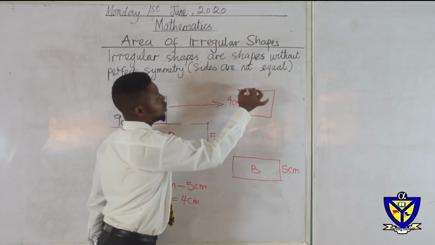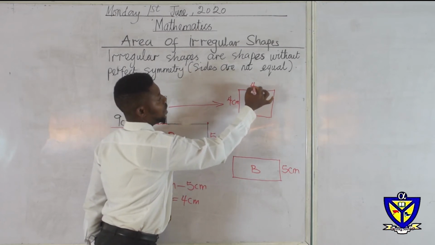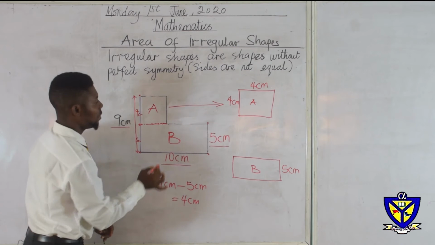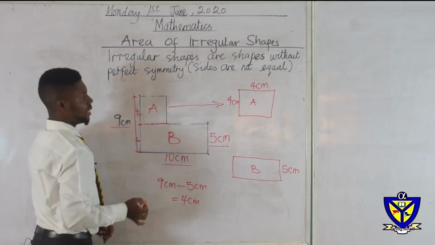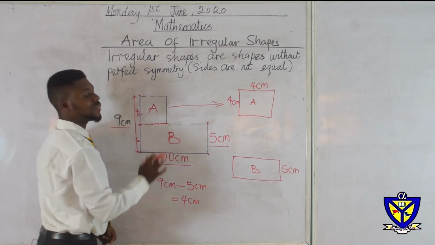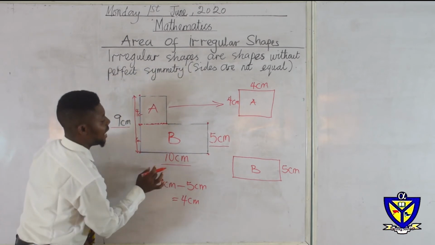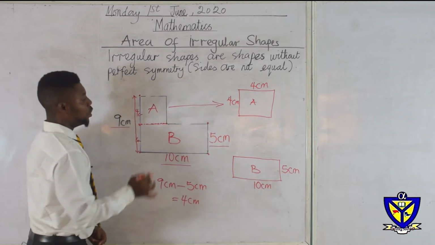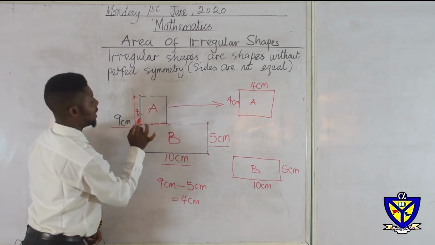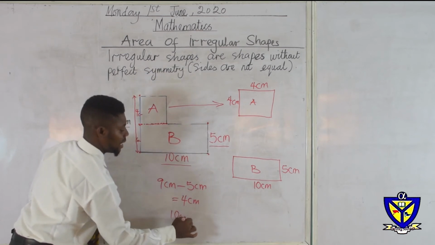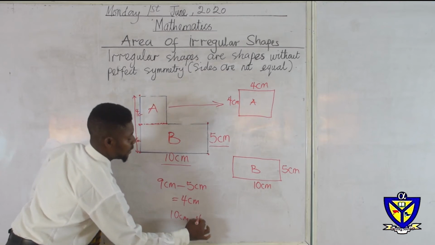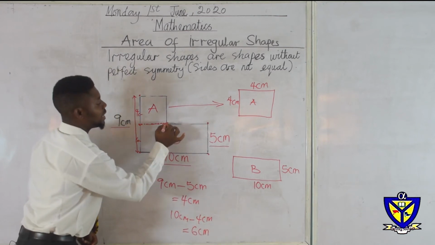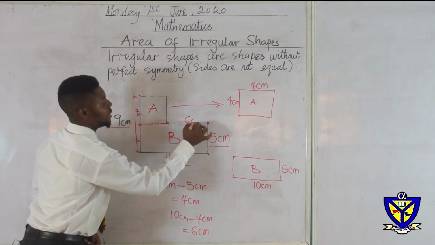It is length. So this side also will give us the 4 centimeters. And that will bring us down here. From this point to this point, since we are told that a square is 4 centimeters, and we were given that the length of this rectangle here is 10 centimeters. So if you subtract this 4 centimeters from the 10 centimeters, take away the 4 centimeters, and that will give us 6 centimeters. That means from this point to this point is 6 centimeters.